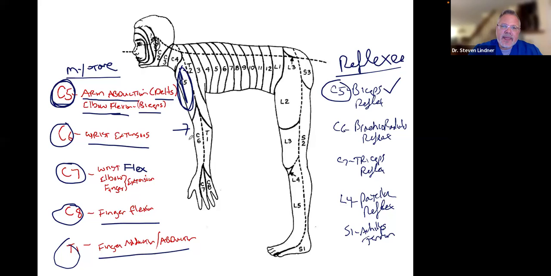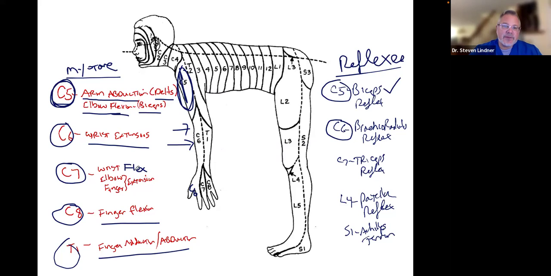If they had weakness to the lateral forearm and the thumb and the index finger, this is all C6. If that sensation was diminished and they had trouble extending their wrist, I would say, well, the C6 dermatome is shot, the C6 myotome is shot. Let me check the C6 reflex, which is tapping over the brachioradialis tendon, and see if the elbow flexes.